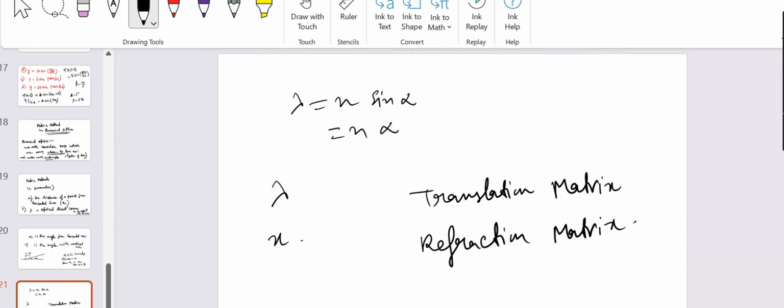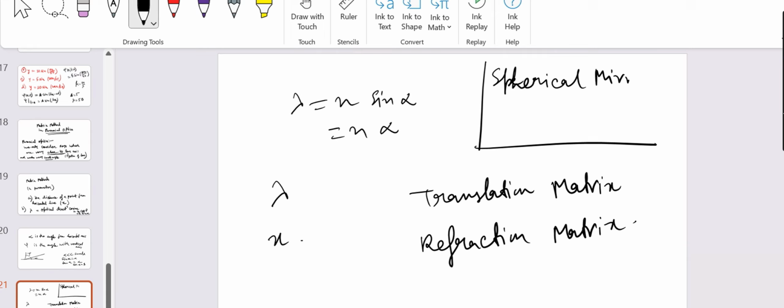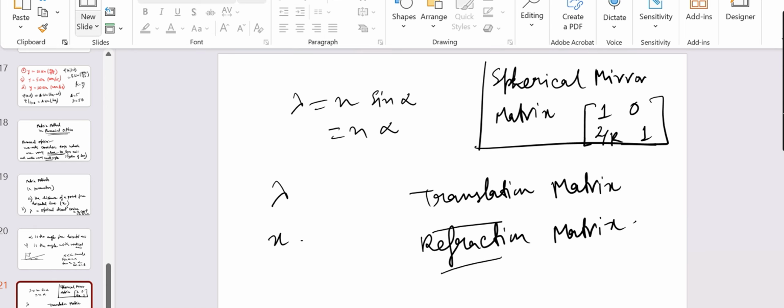So for the sake of mention, the spherical mirror matrix is like this. They are some variation of translation and reflection matrix. And there is the thin lens matrix that you have. They are the combination of translation and reflection matrix, and the refraction matrix from the plane surface, refraction matrix from spherical interface, a different kind of thing. So basically now we'll go into the very basics of translation matrix and refraction matrix.